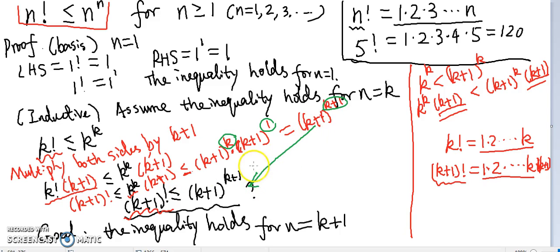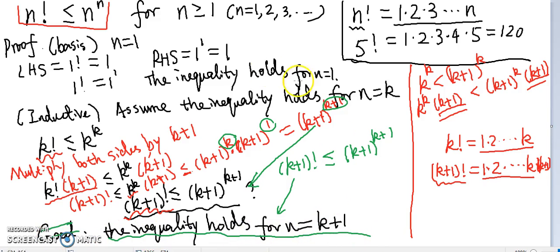So if we just write on the left-hand side k plus 1 factorial, and the right-hand side k plus 1 to the k plus 1, and omit all the steps in the middle, that is exactly the formula we wanted to prove. So we can say the inequality holds for n equal to k plus 1.